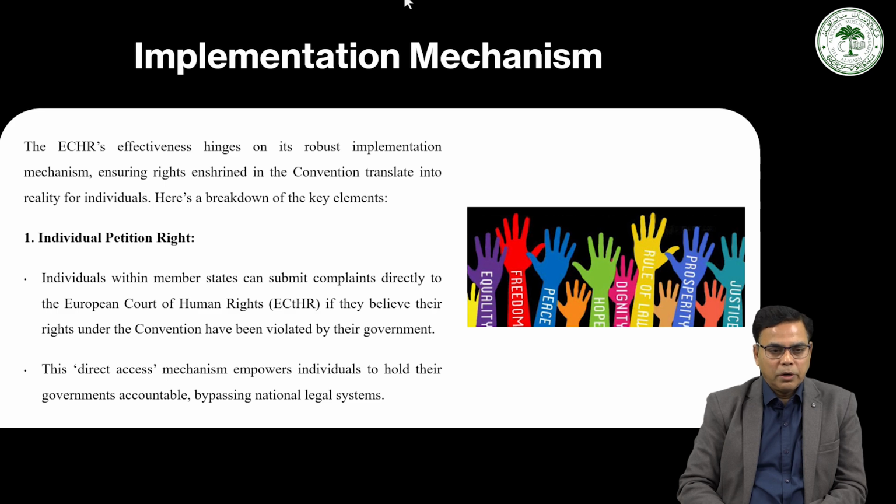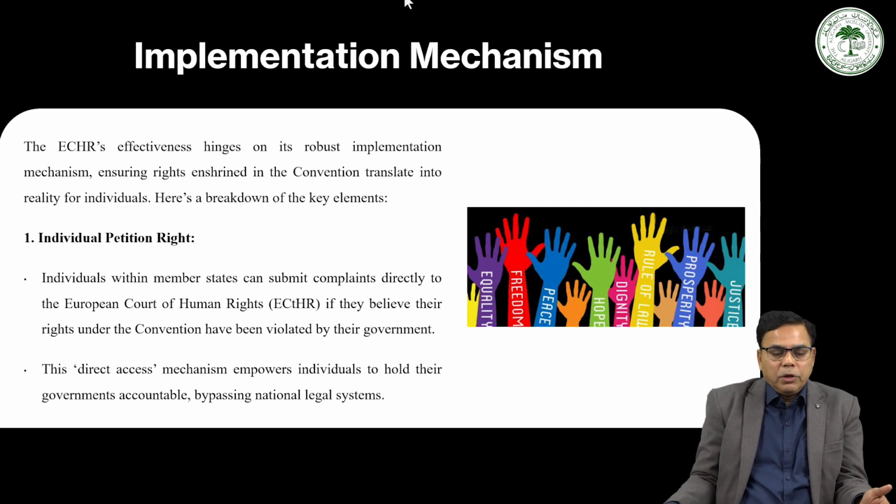So, this is important. This direct access mechanism empowers individuals to hold their governments accountable, bypassing national legal systems. This is very, very important. Why? Because individuals living in any country can directly approach the European Court of Human Rights, and if they are approaching it, they can bypass their own national mechanism. So under these circumstances, rights are better protected, because the national governments are also under pressure that this issue may go to the European Court of Human Rights.